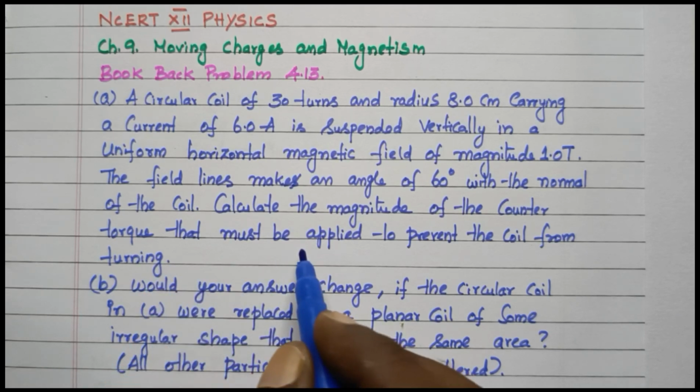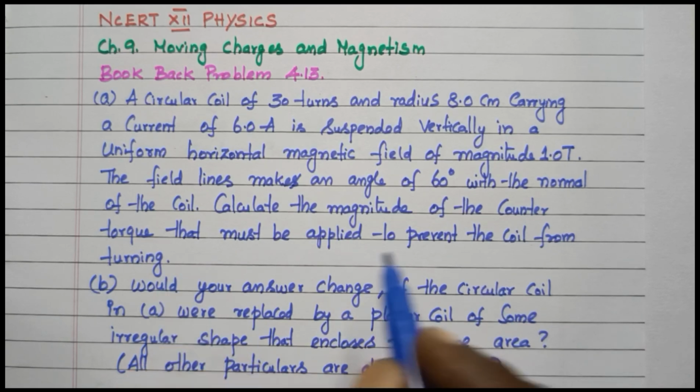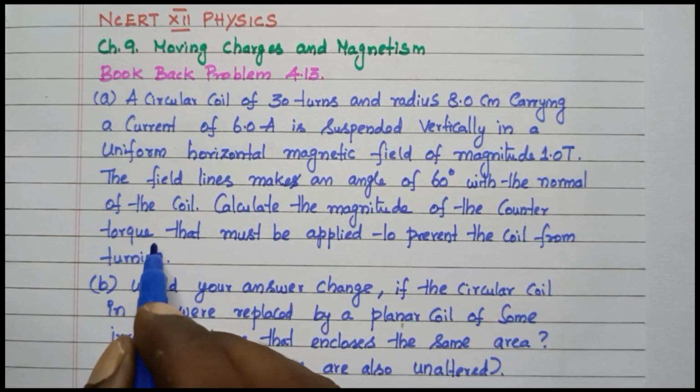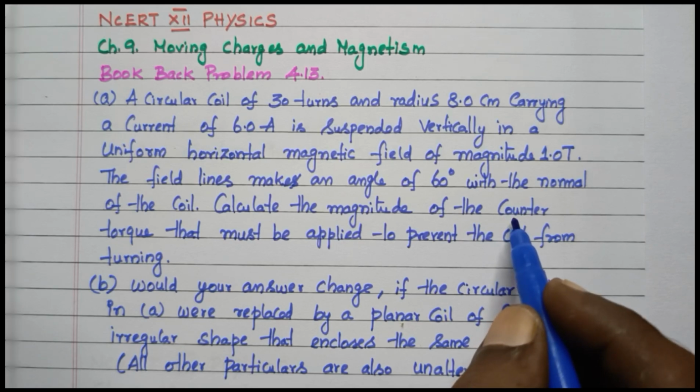That is, when a coil is suspended in a magnetic field, it experiences a torque. Because of this torque, the coil is turning. To prevent the coil from turning, we have to apply the counter torque, and it is asked to find the magnitude of the counter torque.